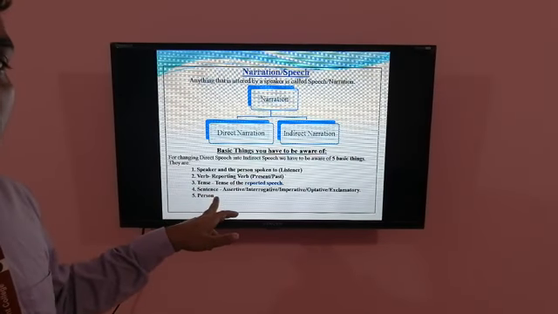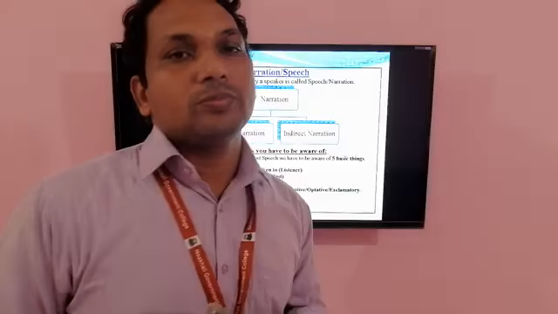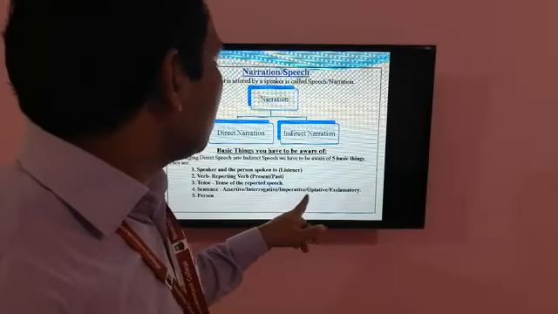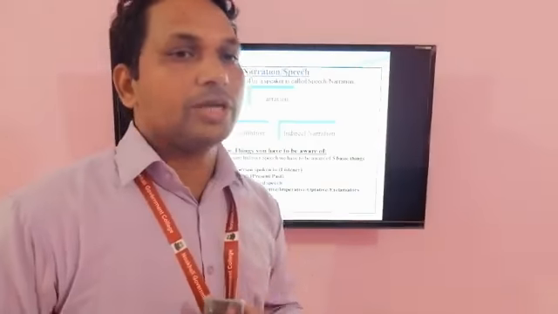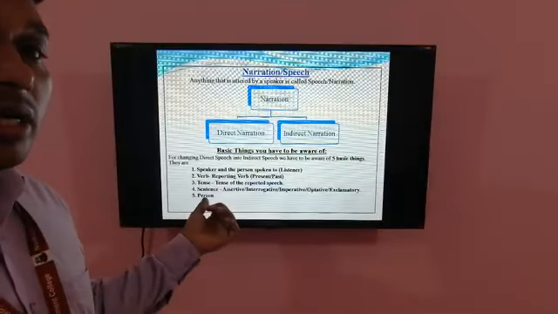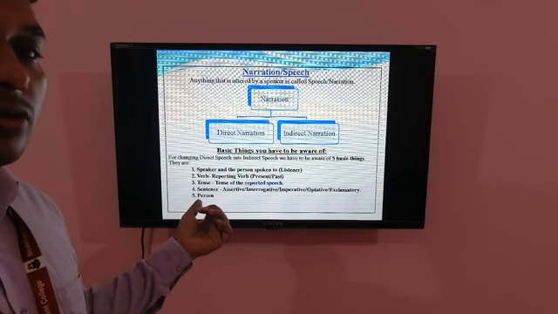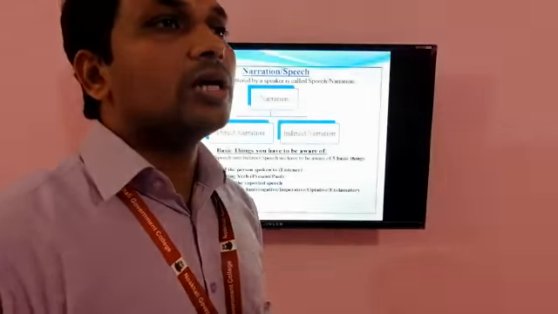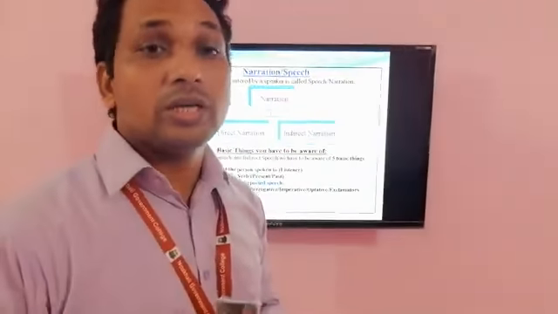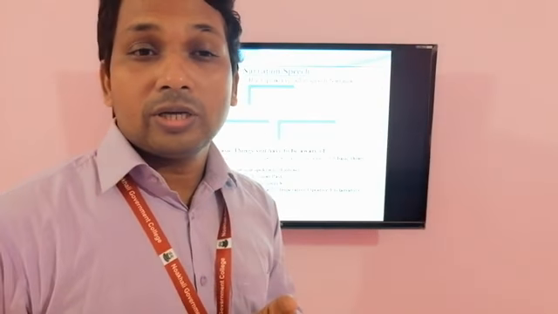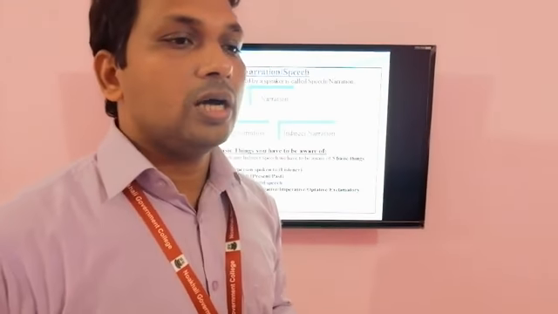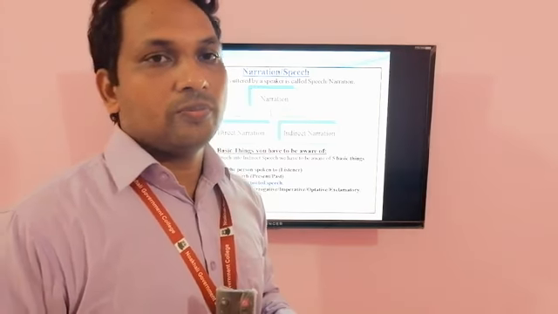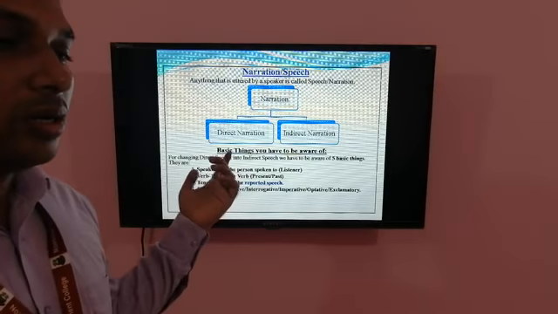Number 4, sentence. You also have to be careful of the sentence patterns. That means assertive, interrogative, imperative, optative or exclamatory. You have to be careful about these things. Then finally comes person. This one is also very important, and I can say most important also, because you will come across so many persons in your passage or in your narration. You have to handle them very carefully. Otherwise, you will not do well in this part of the questions. So these are the things you have to be aware of.